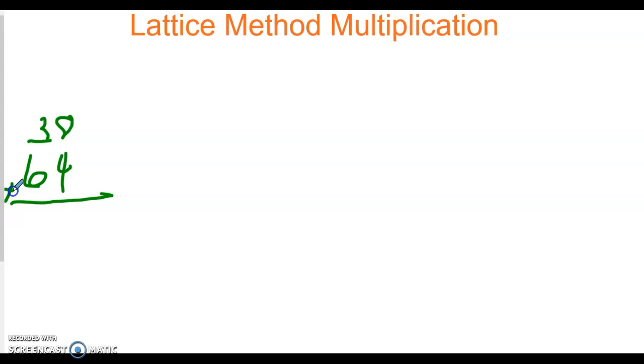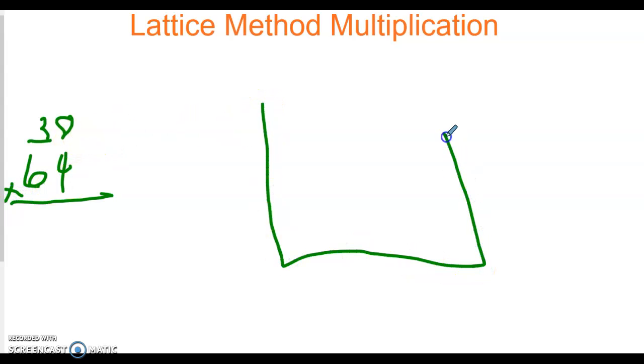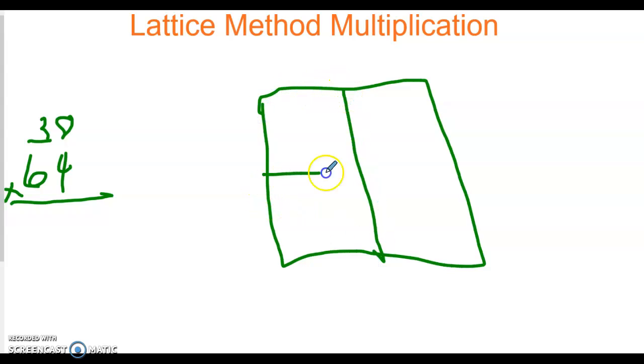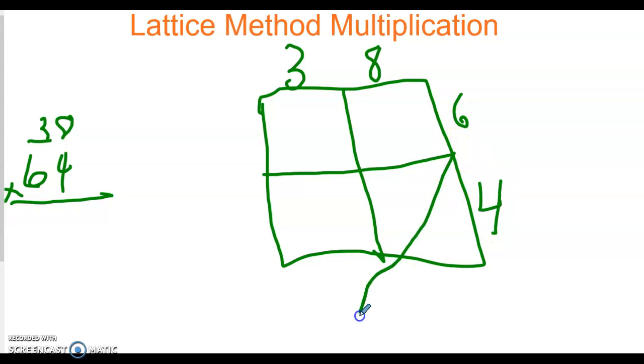Okay. So let's do it. Draw your lattice or use your sheet. Okay, do this with me. Maybe you can even beat me to the answer. 38 and 64. Do your diagonals. Mine are really kind of wonky. That's okay.